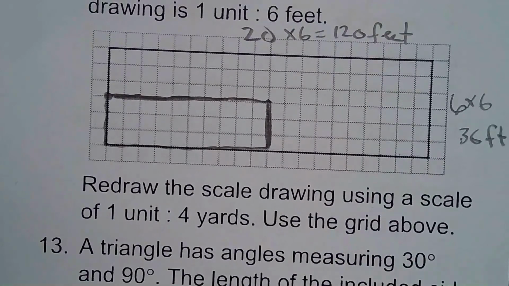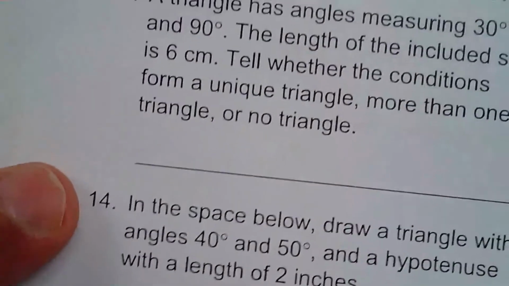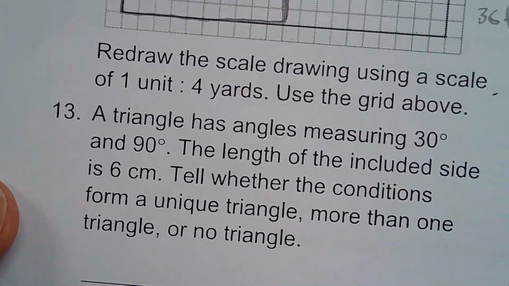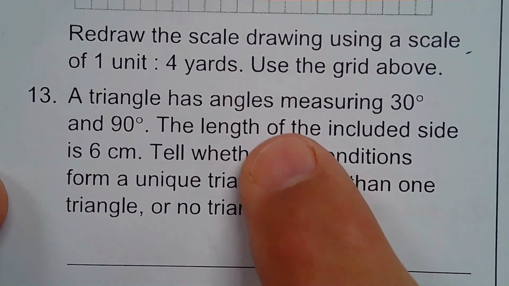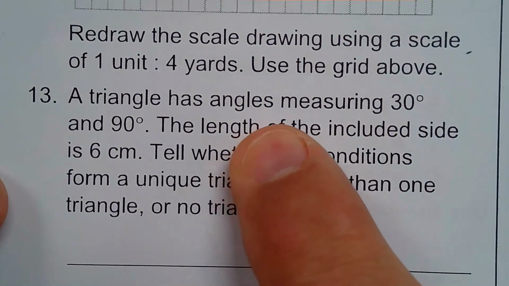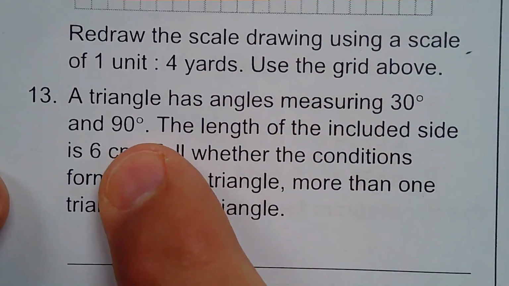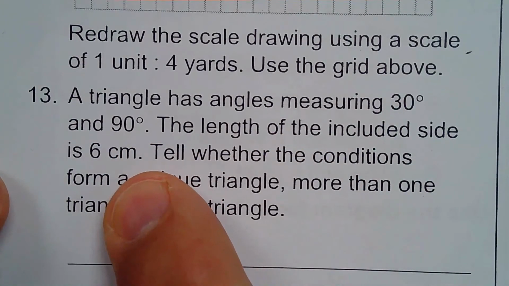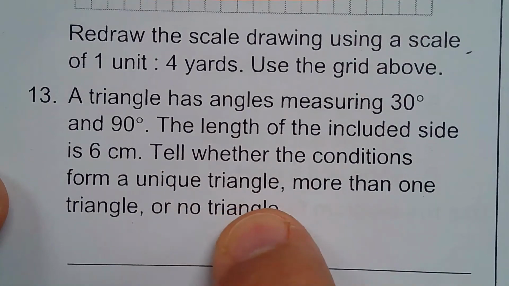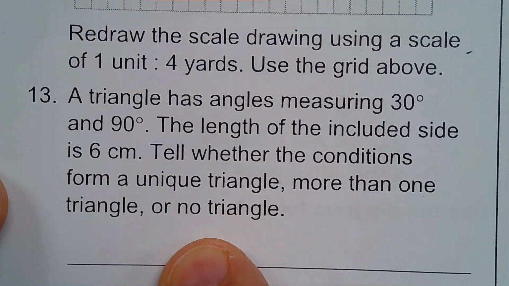Okay, so we have number 13. A triangle has angles measuring 30 degrees and 90 degrees. The length of the included side is 6 centimeters. Tell whether the conditions form a unique triangle, more than one triangle, or no triangle.